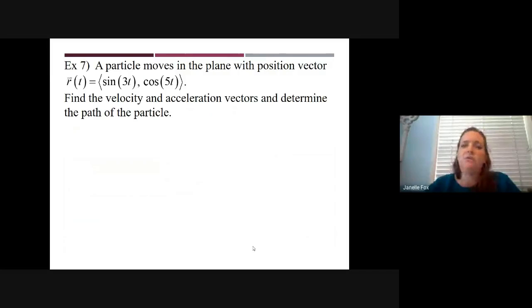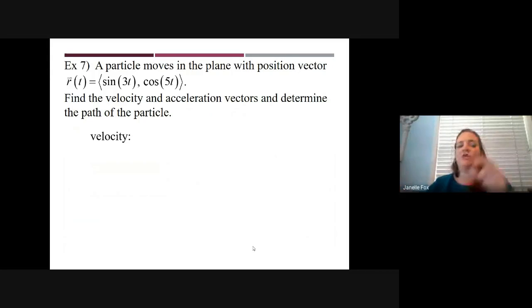So we are going to use this position vector, and it says r of t is the position vector of sine of 3t and then cosine of 5t. And then we're going to find the velocity and the acceleration and then determine the path of the particle.